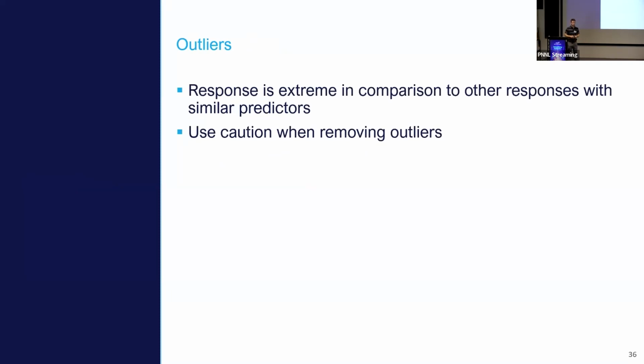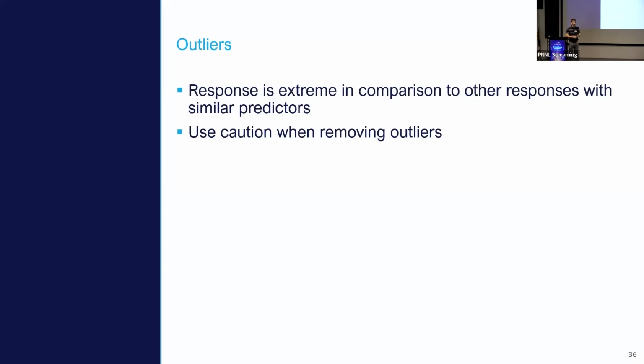Additionally, it's also important to take into account any outliers that you might find. Outliers are when the response is extreme in comparison to the other responses with similar predictors. A lot of times the quick thing that we want to do with outliers is to just remove them because they look weird. While there might be a valid reason to remove outliers, it's also important to use caution, because that outlier might be an important part of the story that we're trying to tell in the statistical analysis. Just because it doesn't seem to make sense doesn't mean we should remove it. We should only remove outliers when we have a strong reason for doing so.